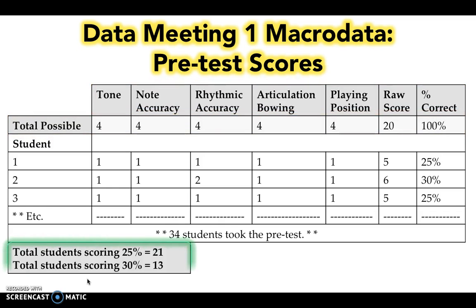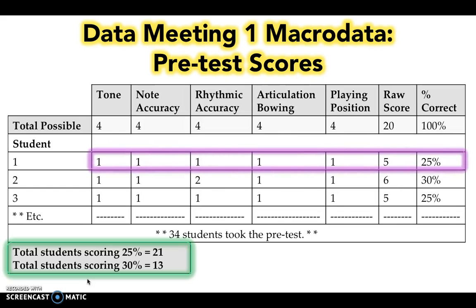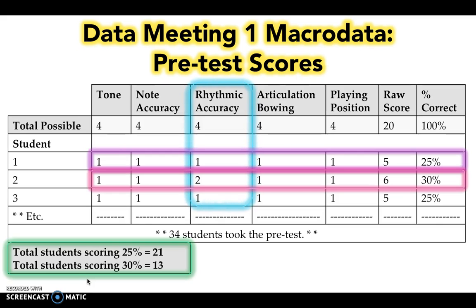The green highlight shows that all students failed the pretest with scores of 25 and 30%. The purple highlight illustrates that a score of all ones yields a raw score of 5 or 25%. A score of 1 equates to an area being undeveloped. This pink highlight indicates that a score with a 2 mixed in pushes the total up to a 6 out of 20 or 30%. Students that received 30% did so as a result of earning 2 points in rhythmic accuracy.